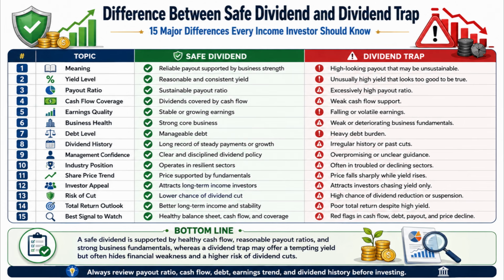Number 8. A safe dividend often has a long record of steady payments or dividend growth. On the other hand, a dividend trap may show an irregular history or even past dividend cuts. Number 9. A safe dividend is usually supported by clear and disciplined management policy, whereas a dividend trap may involve overpromising management or unclear guidance.